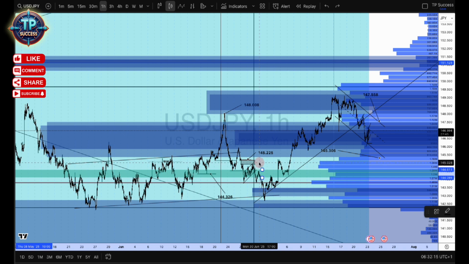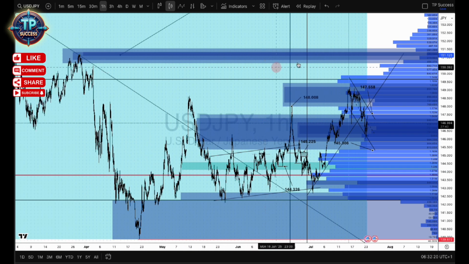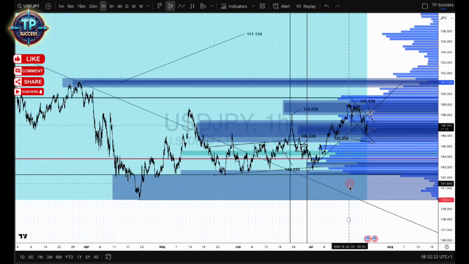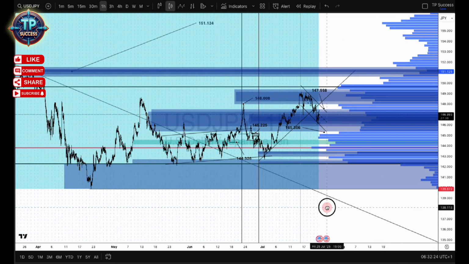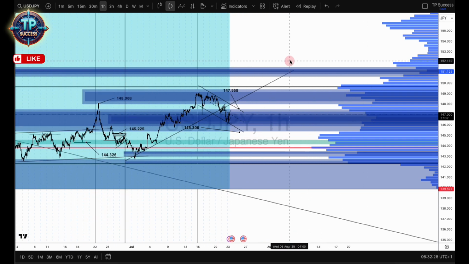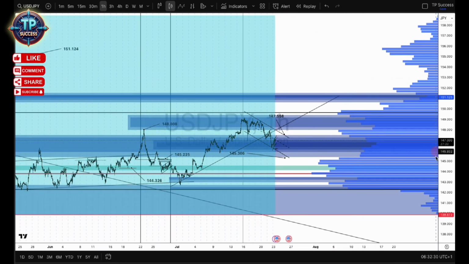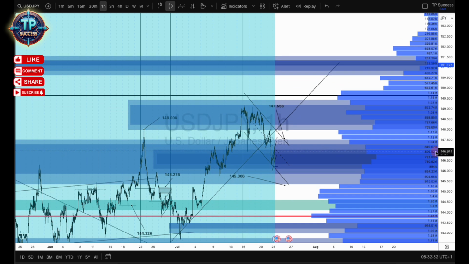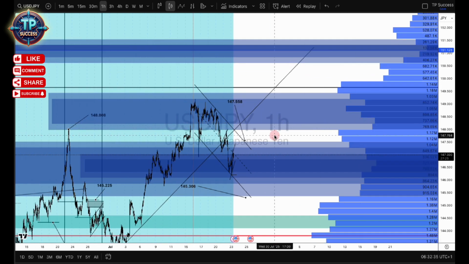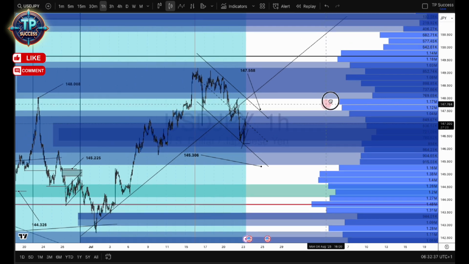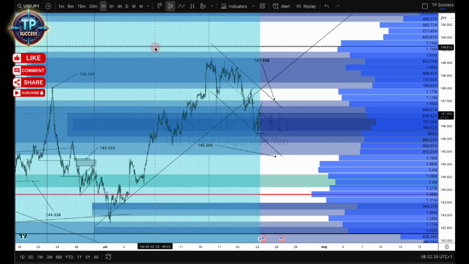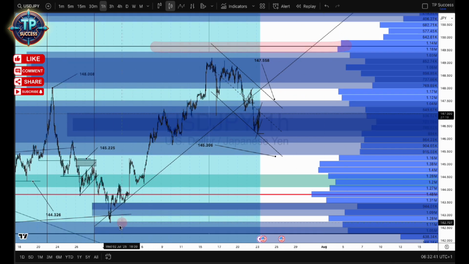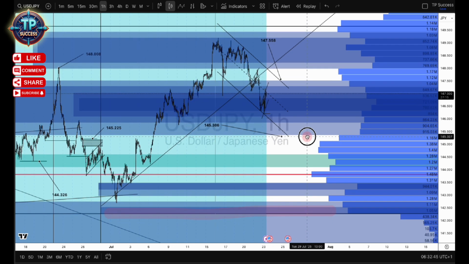So let me move this out. Bear with me a moment. Let's just look to see where we are right now. If I zoom out just a little bit, because I want to get the value area high of the volume profile and the value area low of the volume profile in short, right?